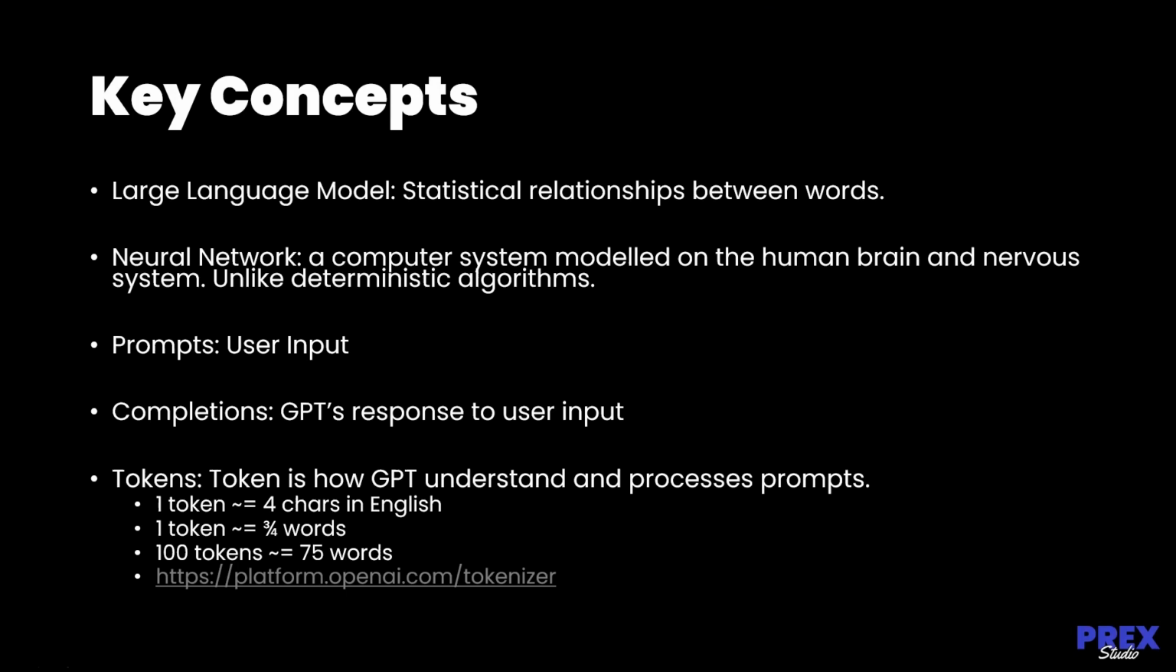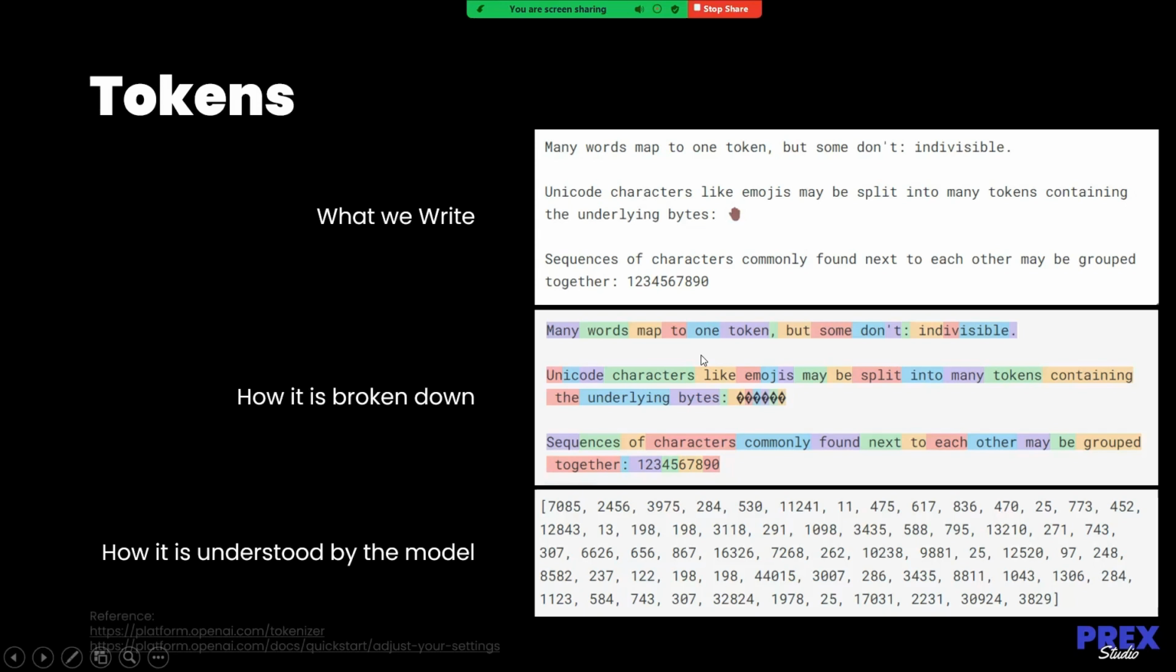GPT doesn't understand grammar. GPT does not understand words. GPT does not understand that two words are synonyms of each other. All GPT understands are tokens. One token is somewhere around 4 characters in English, but that is not an exact science.